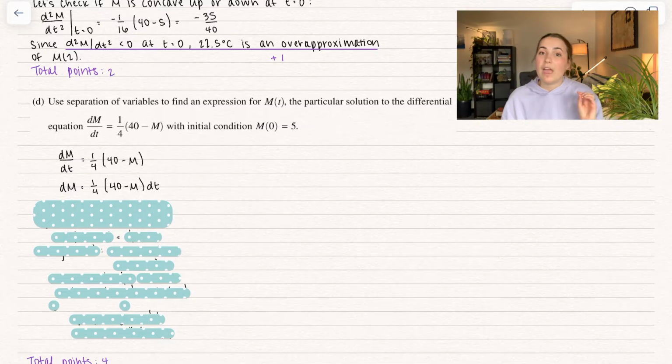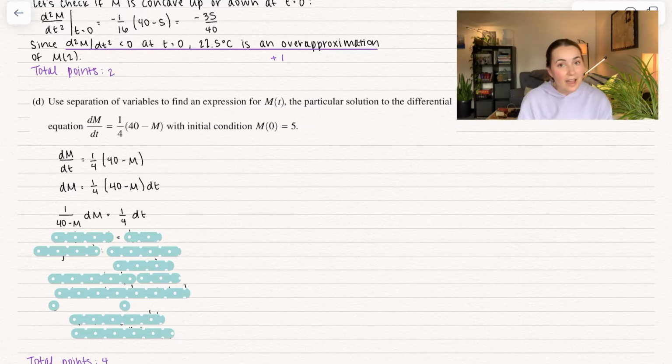Now I want to move all the m's to one side and all the t's to the other side. So what I do is divide over that 40 minus m. It is okay that the right side doesn't have a t, that scalar can just hang out. But now that we have all the variables on the same side, I'm going to integrate both sides.